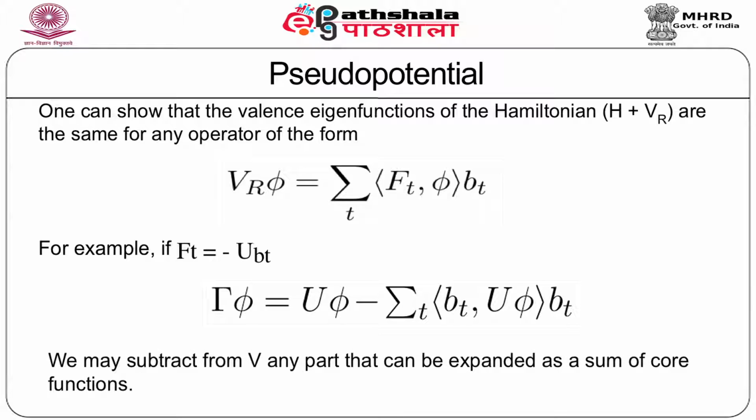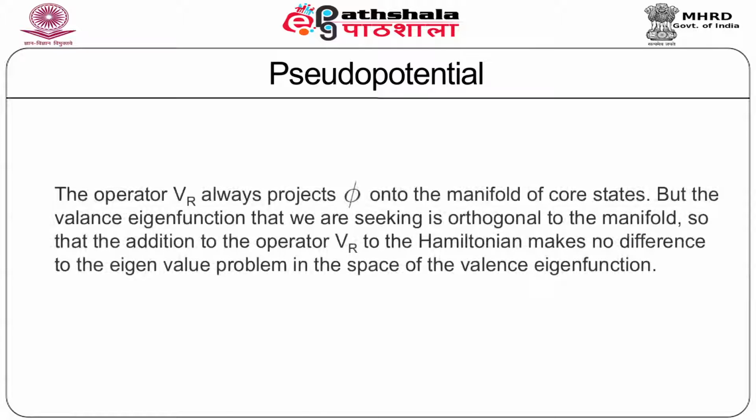Thus, we may subtract from V any part that can be expanded as a sum of core functions. The operator VR, remember, always projects phi onto the manifold of core states. But the valence eigenfunction that we are seeking is orthogonal to this manifold, so that the addition of the operator VR to the Hamiltonian makes no difference to the eigenvalue problem in the space of valence eigenfunctions.